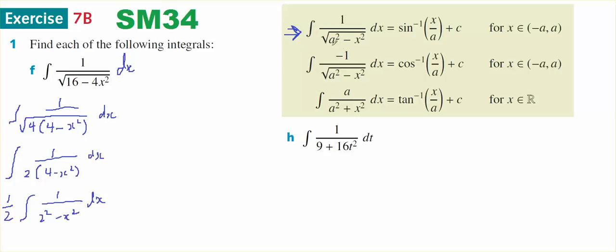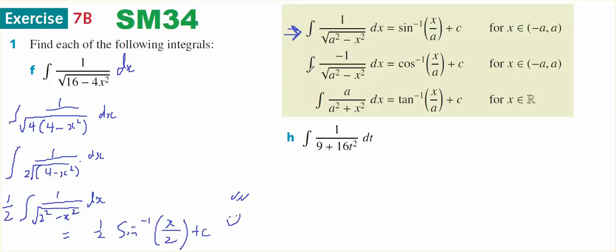And that's looking very much like, and I've got a square root, remember, very much like this, where a is 2, I've got minus x squared, I've got a 1 on the top. So that's going to equal a half, the inverse sine of x on a, and a is 2, plus some constant c.